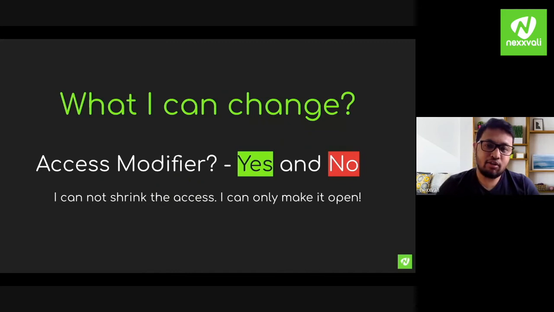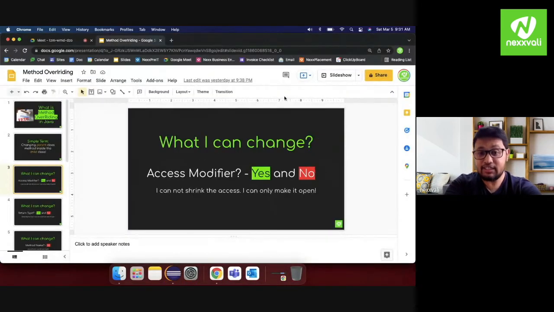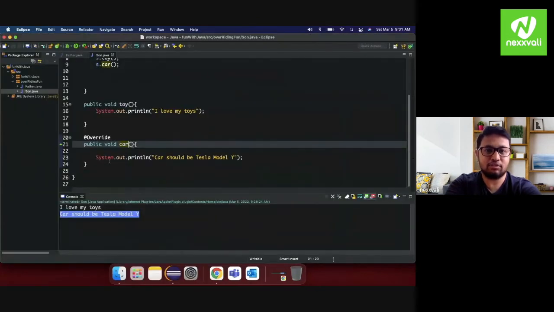Now as we know, in a method there are several parts. One is the access modifier, we have the return type, we have the method name, we have parameters. So many parts of the method are there. Which part can I modify? The first thing is, can I change the access modifier? And the answer is both yes and no. Let me show you what I mean by that. Yes, you can change the access modifier, but you have to follow certain rules.